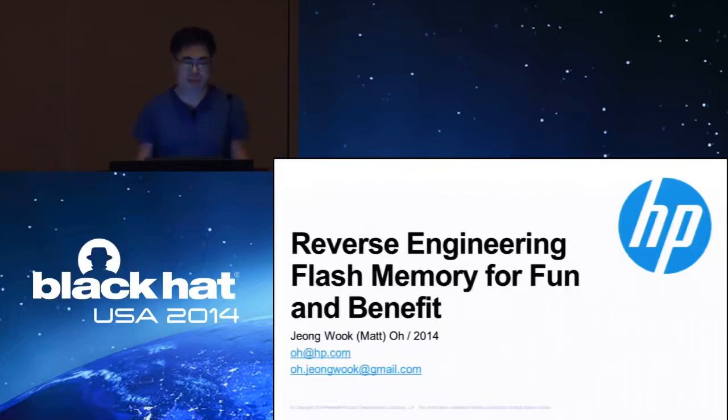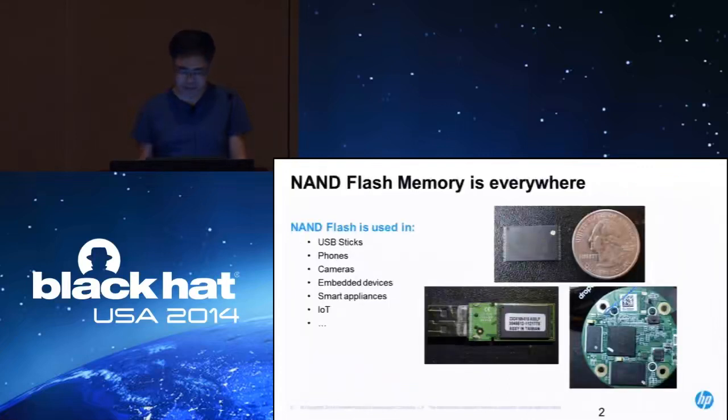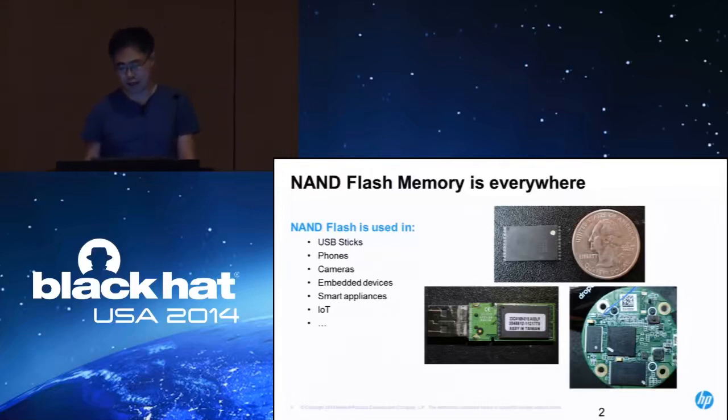So this talk is about reverse engineering flash memories. So it's not the Adobe Flash actually. I worked on a lot of Adobe Flash vulnerabilities, but this one is about the physical flash memory. Flash memories are used everywhere these days. For example, the USB sticks you have are probably using flash memories. The flash memory is really small, smaller than a quarter. And all the embedded devices, something like Dropcam or smart appliances and cameras and phones, they are using some form of NAND flash memories.